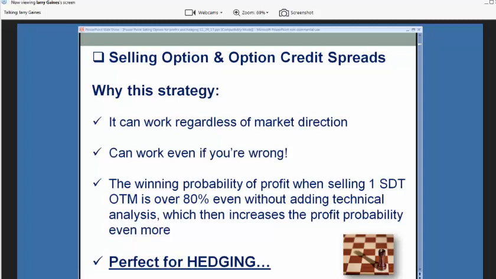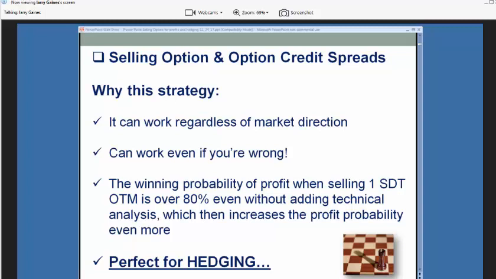And a lot of that is incorporating selling type of strategies. The other great thing about incorporating selling options or option credit spreads is that you're going to see that the winning probability of profit when you sell at one standard deviation out of the money is going to be 80% or greater, and that's even without adding technical analysis, which then increases your profit probability even more.